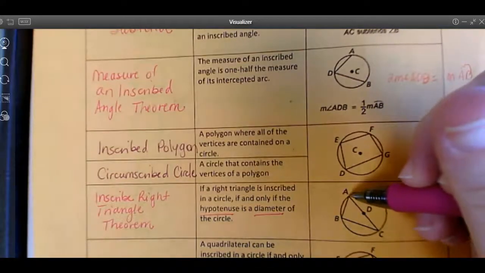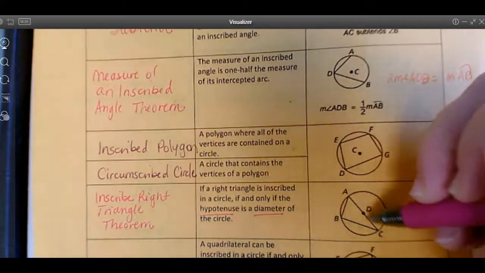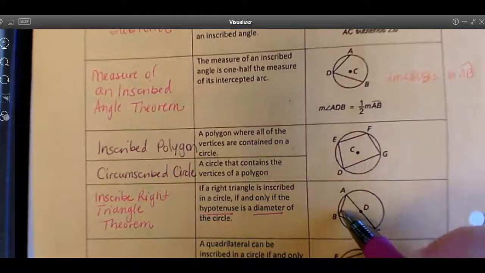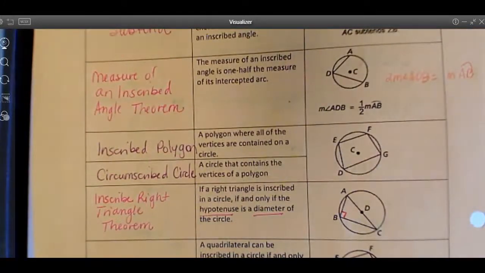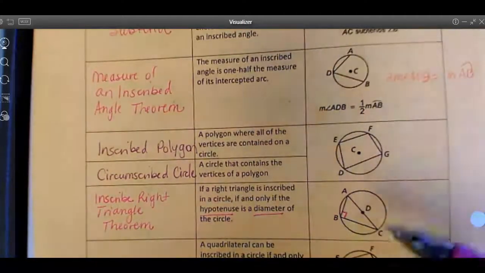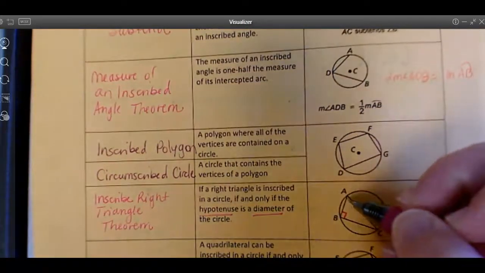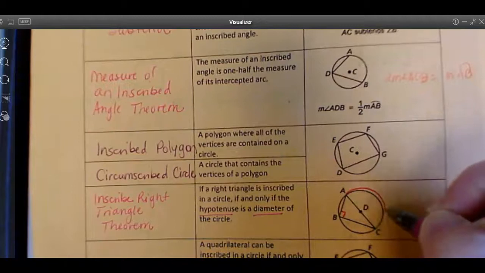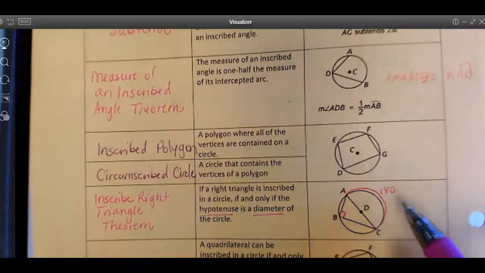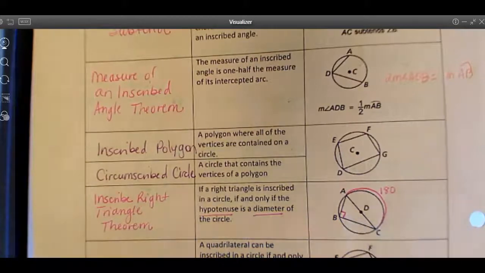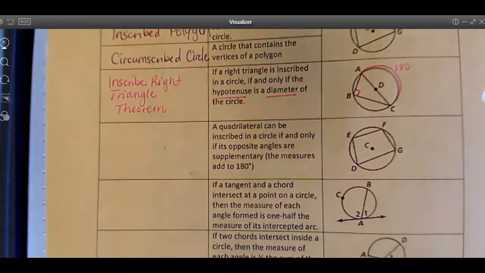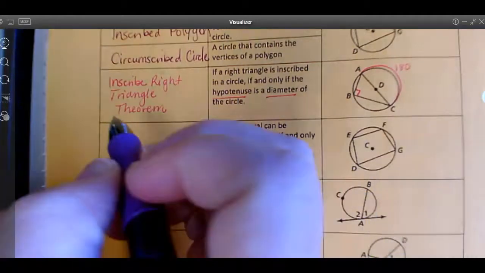Okay? So if you see that the diameter is one of the sides, most likely this is a right triangle, and this right here would be 90. Okay? And what I learned up there, if that's 90, that means that the arc that would connect it from A to C, that would be 180 because it has to be twice the angle. Okay? We'll look at some more problems like that in a minute. Okay, next is the inscribed quadrilateral theorem.